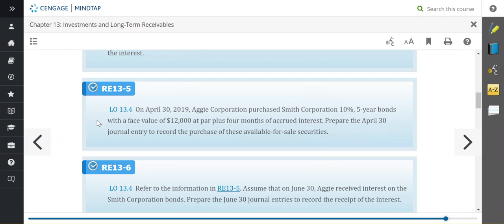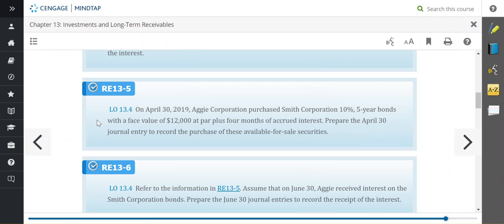So they're telling us that the price that we're actually paying for that investment is at par, which means that we're paying the face value, or in this case, the $12,000 for the actual investment. However, we're buying it in between an interest period. So we're buying it on April 30th. Their interest payments, let's assume, are on June 30th and December 31st. So somebody else has been the bondholder for those first few months of the year.